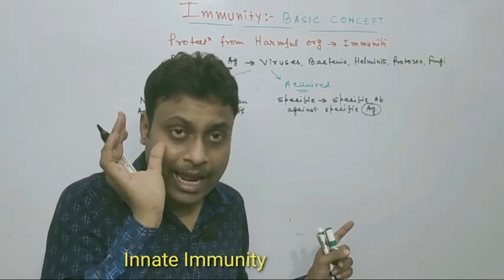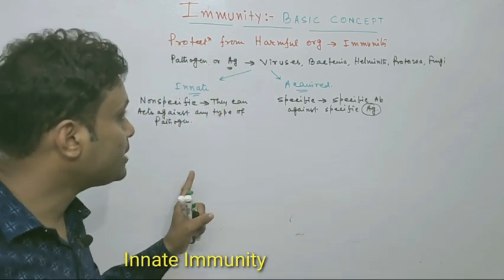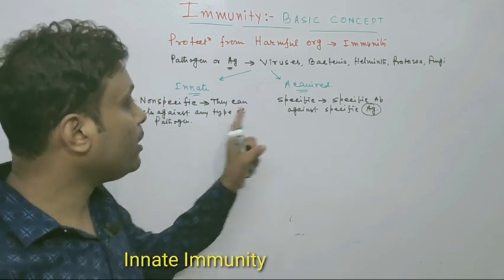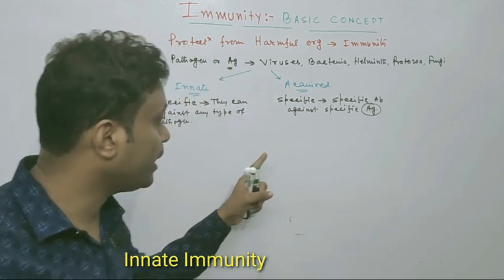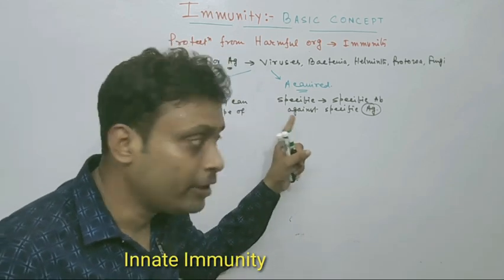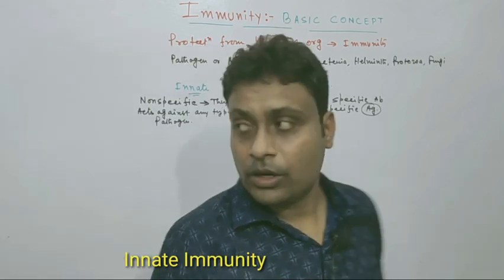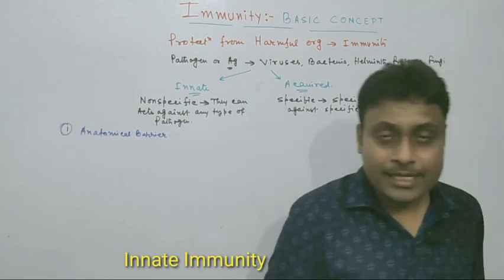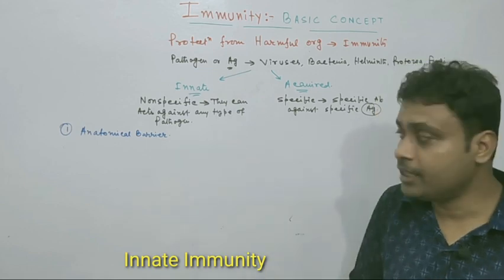What is antigen? Antigens are the pathogenic organisms, the pathogens that are harmful to humans. Acquired immunity is specific. The acquired immunity produces the specific antibody against the specific antigen, so acquired immunity is always specific. But innate immunity is non-specific, so it can act against any type of pathogen. I shall briefly describe the various processes of innate immunity in this video lecture.